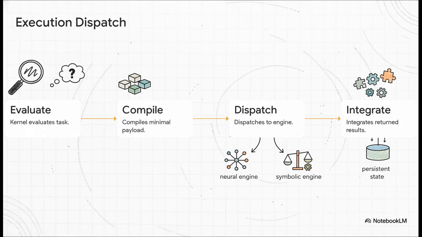Let's see how this all comes together in practice with execution dispatch. It's a precise 4-step journey. Step 1. You make a request, and the kernel evaluates the task and how confident it is in what you want. If it's confused, it actually stops and asks for clarification before messing with your data. Step 2, it compiles that minimal execution payload. Step 3, it dispatches the task to the right engine, maybe Neural for writing an email or Symbolic for balancing a budget. And Step 4, it takes the returned results and precisely integrates them back into the persistent state. It is incredibly clean and efficient.